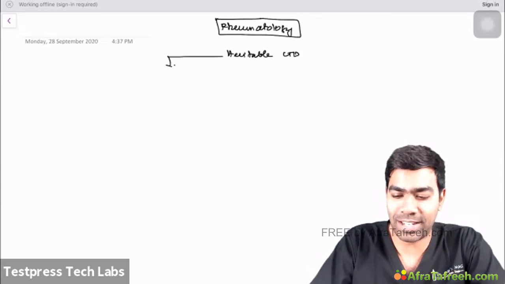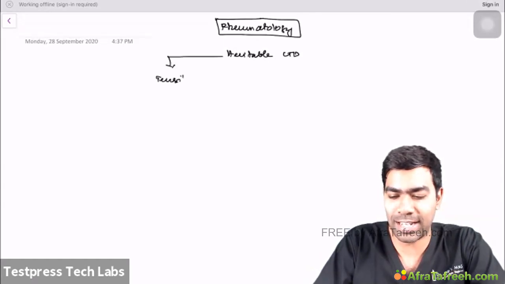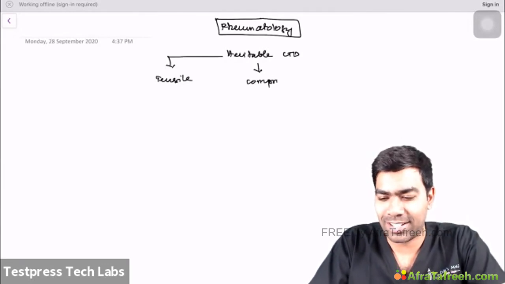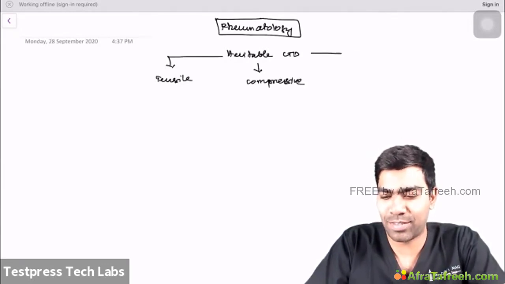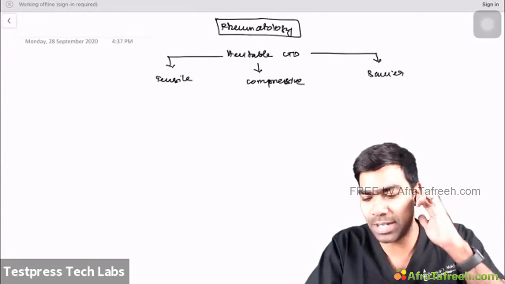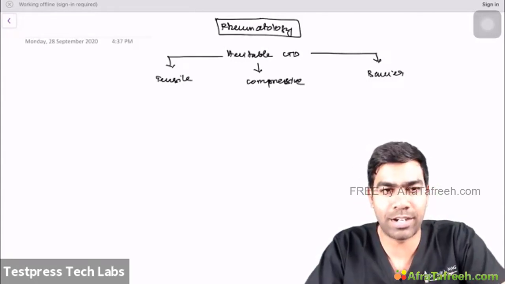Heritable CTDs, we can divide into something called a tensile CTD. Then we have a compressive heritable CTD. Then we have the barrier types of CTDs. And we need to see some examples. What are the problems that are going to happen in each of these kinds of heritable congenital disorders?